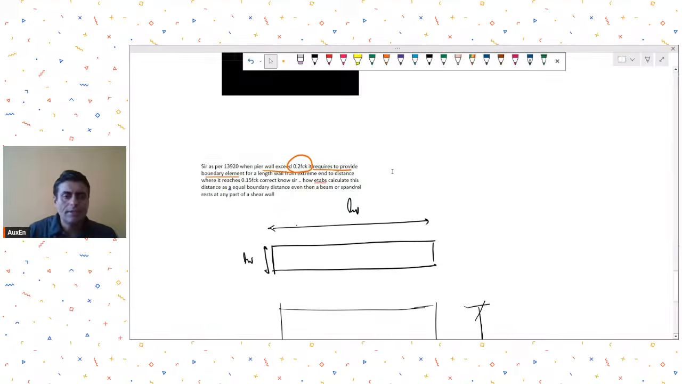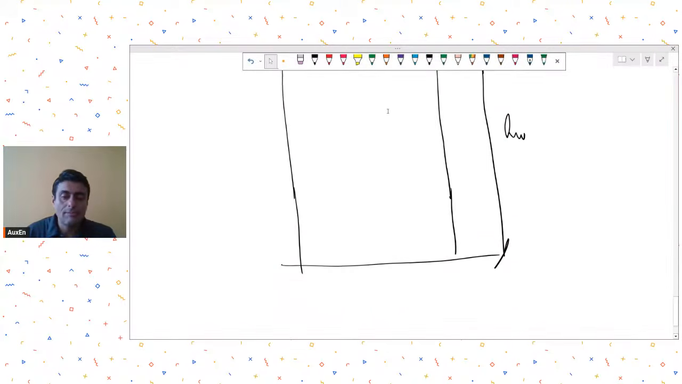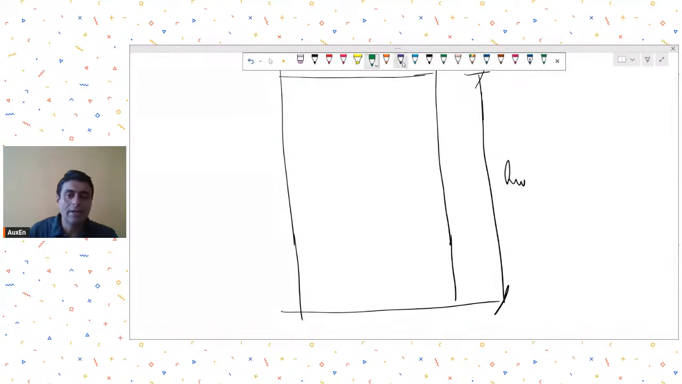Now, what the question is that in IS 13920, when the stresses in the wall, that is P by A plus M by Z in the wall, exceed 0.2 fck, then you need to provide boundary elements for a length from the extreme end to the distance where it reaches 0.15 fck. Not like this. This length is not the length in the plan view, but rather it is the height till which the stress levels reach 0.15 fck.